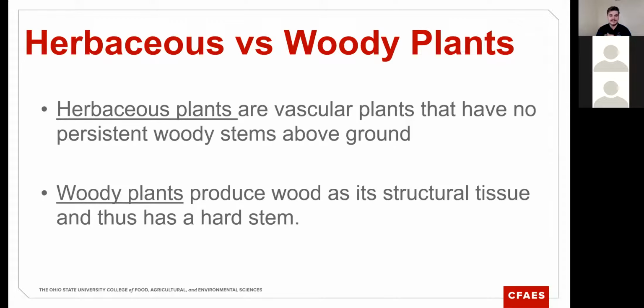Herbaceous plants don't have a woody stem above ground. They usually die back in the winter. Woody plants produce wood as a structure and have a harder stem and can grow back every year.